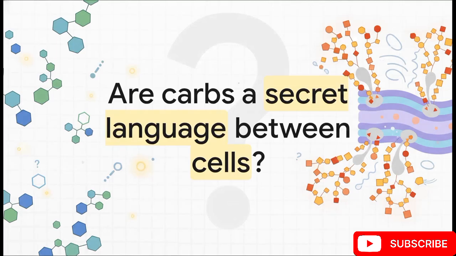So, we've seen carbohydrates as fuel tanks and as building materials, but that brings us to one final really mind-bending idea. What if these complex sugar chains, especially when they're attached to proteins on the surface of our cells, are more than just structure? What if they're actually a kind of secret language, a code that our cells use to recognize and talk to each other? Something to think about.